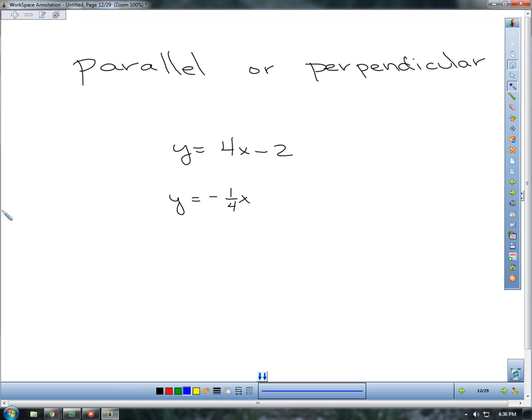So let's look at these two lines. Are these two lines parallel or perpendicular? Well, remember, the y-intercept doesn't mean a whole lot to me. I'm just worried about the slope. So are negative 1/4 and 4 equal? No. So I know they're not parallel, but they are negative reciprocals of each other, because if I change the sign of 4 and flip it, then I get negative 1/4. So these two would be considered perpendicular.